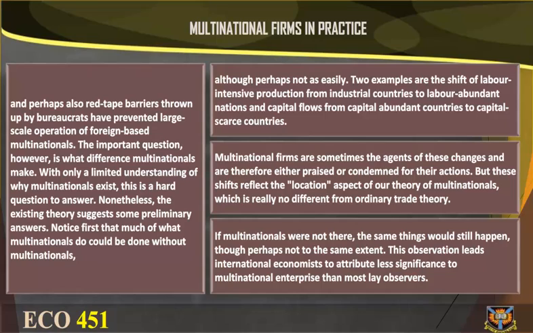The important question, however, is what difference multinationals make. With only a limited understanding of why multinationals exist, this is a hard question to answer. Nonetheless, the existing theory suggests some preliminary answers. Notice first that much of what multinationals do could be done without multinationals, although perhaps not as easily. Two examples are the shift of labor-intensive production from industrial countries to labor-abundant nations and capital flows from capital-abundant countries to capital-scarce countries.